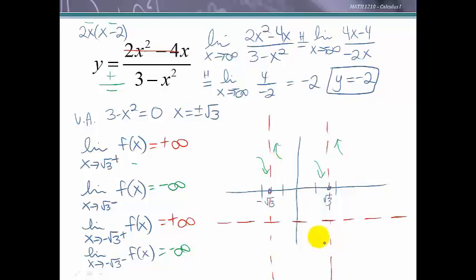Now the graph could be down here, up here. I'm just signifying what's going to happen. So as we go out on the end, we could be above or we could be below, but we're going to be heading towards the line y = 2, and we'll be heading towards these vertical asymptotes as we approach them from the left or the right.